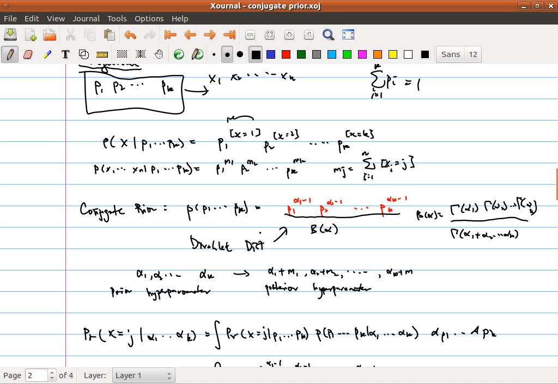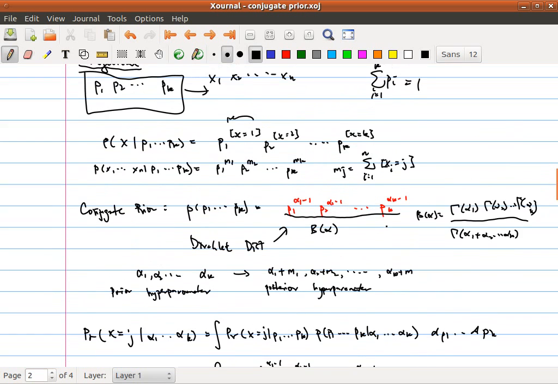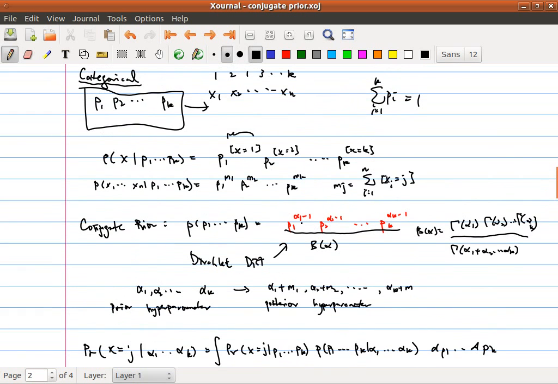A Dirichlet distribution with parameters alpha 1 up to alpha k will be like p1 to the alpha 1 minus 1 and so on and so forth, like this guy here. Again, I have some normalization factor B of alpha, given by this here, that we don't really need to care too much about. So if we are given initially this hyperparameter, let's say this is the prior, alpha 1 up to alpha k, and then after n observations, with the observations counts m1 up to mk, the hyperparameter will change from alpha 1 up to alpha k into alpha 1 plus m1 up to alpha k plus mk.